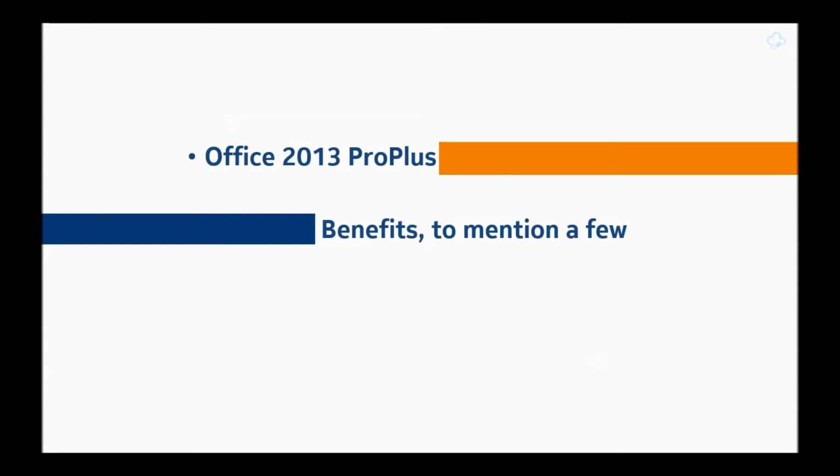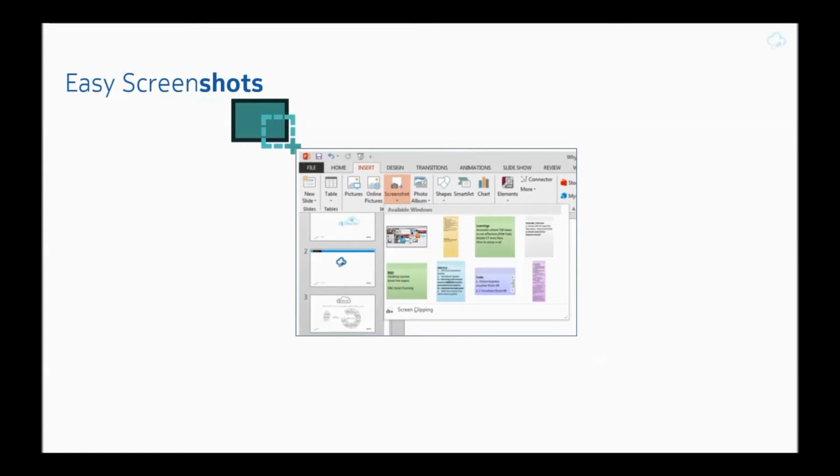So the first thing that I like about Office 2013 is the easy screenshots. Easy screenshot means that, as you can see, we have one button under the insert tab, and there you can find all the available screenshots. So you don't have to go and find them, you already have them. You just need to click one of them and put it in your document. I will demonstrate it to you.